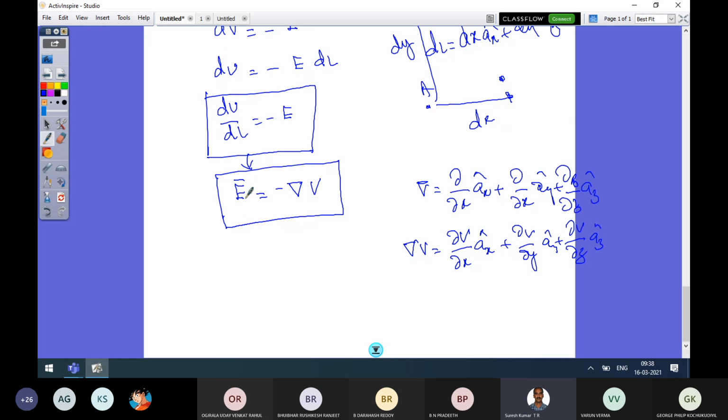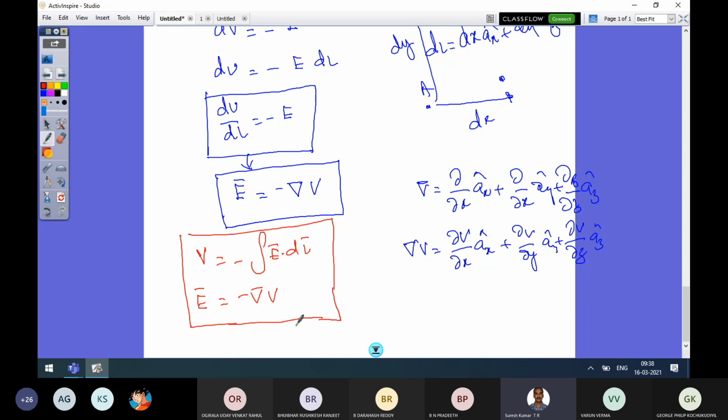Now we have an equation where we can calculate the electric field when the electric scalar potential is given. So this equation, v equals negative integral of E dot dl, is the integral form, and the same equation expressed in differential form is this: E vector is negative gradient of v. Compared to the integral version, the differential version gives you more physical insight into the equation. That is the advantage of differential equations compared to integral ones. And mathematically, it is also quite easy to use this differential form rather than the integral form.